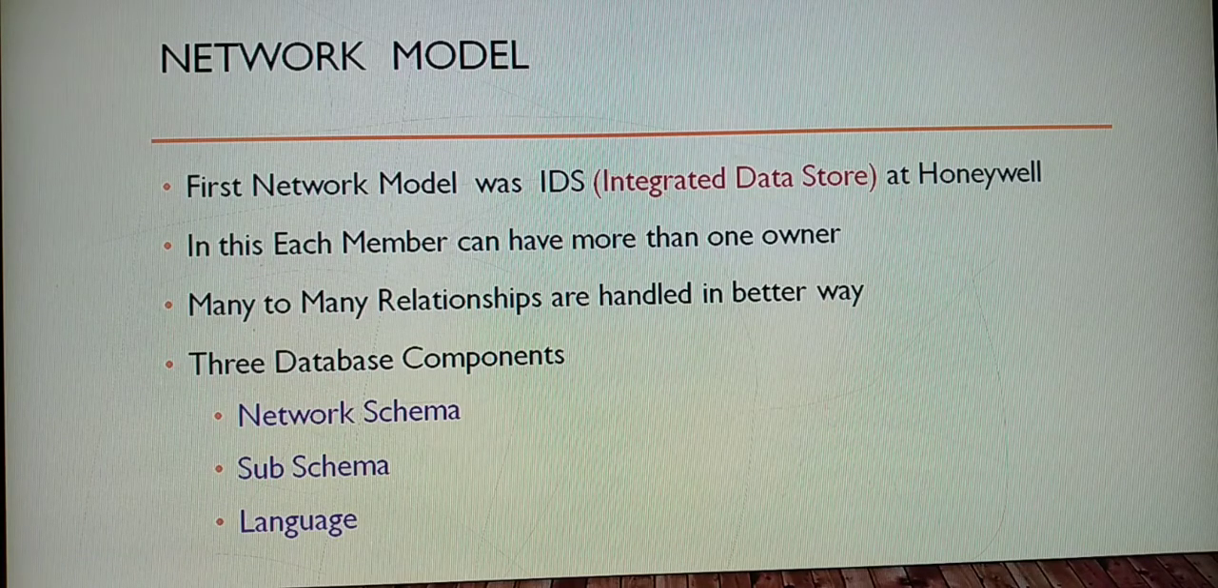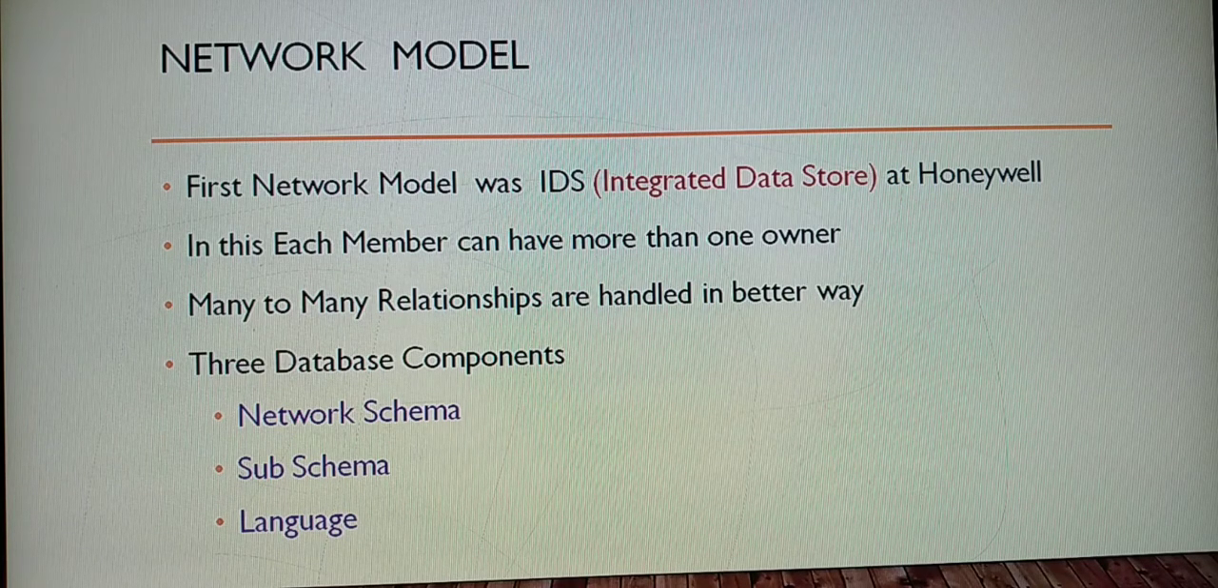Network means everything will be interconnected. So the first network model was IDS, that is your integrated data store. It was developed at Honeywell. So what is the difference between the first model and this model is, in this case each member can have more than one owner.